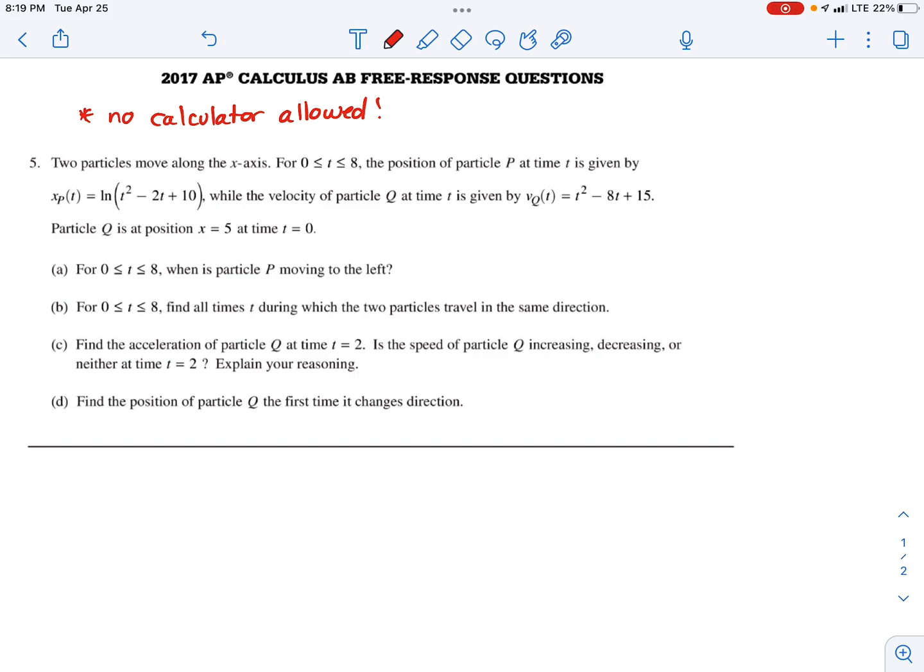So, it says two particles move along the x-axis. For t in between 0 and 8, the position of particle p at time t is given by this. The position of particle p is this function here, and this is from 0 to 8. And then it says the velocity of particle q is given by this function. And then it says particle q is at position x equals 5 at t equals 0.